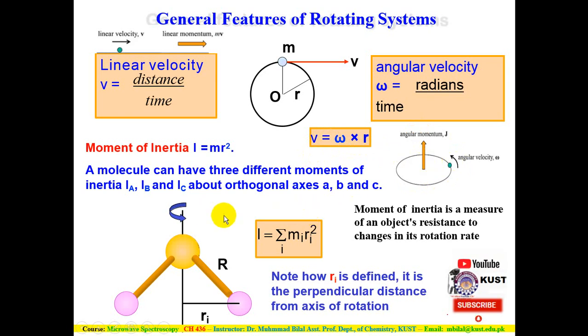Next is the moment of inertia. Moment of inertia is actually the measure of an object's resistance to change in its rotation. When the molecule is rotating, the body will resist the change in the rotation. This resistance we will call moment of inertia. The moment of inertia through the center of gravity depends on the distance of the atom from the center of gravity. This distance we will call the radius, and the moment of inertia will be equal to mr squared.